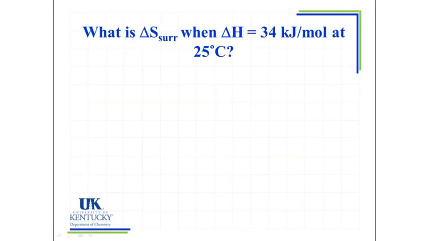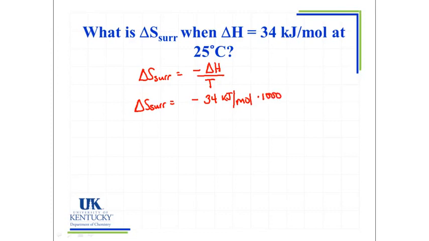Let's look at a specific example of finding delta S of the surroundings. We know that delta S of the surroundings equals minus delta H over T. Remember that T has to be in Kelvin. So I'm going to take delta S of the surroundings equals negative 34 kilojoules per mole. And I'm actually going to go ahead and multiply that by 1,000 because I want to get this into units of joules, because that's typically how entropy is reported. And then I'm going to divide by my temperature, which I have to convert to Kelvin.